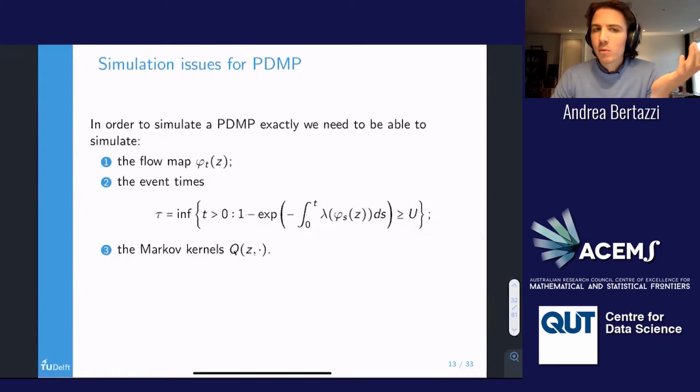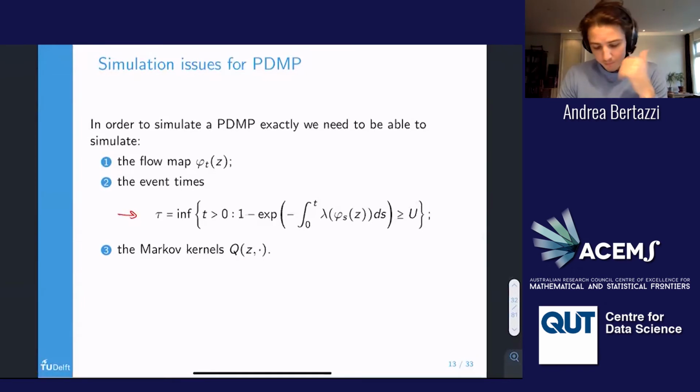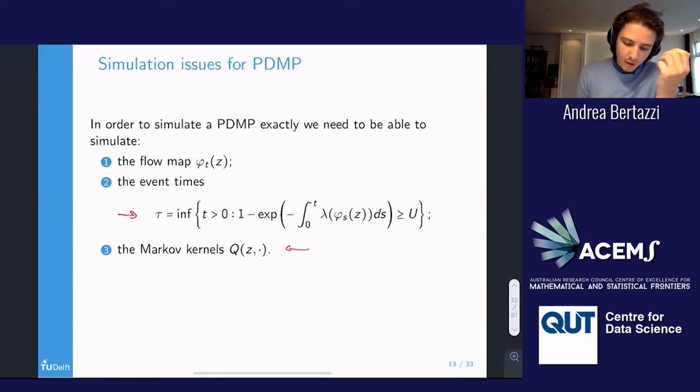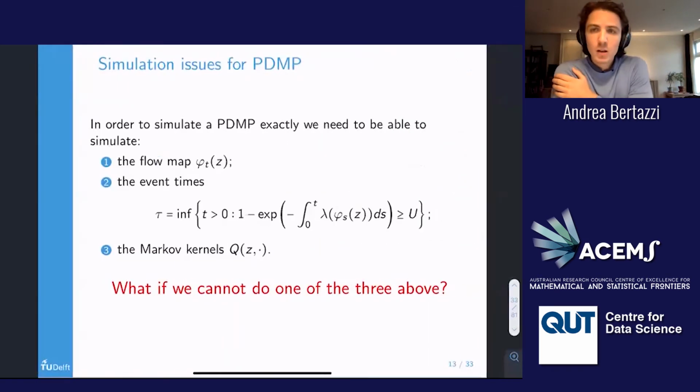Then you also definitely need to be able to compute the event times, which means you need to solve this infimum. And the third thing you need to do is to compute the Markov kernel. This is more difficult to grasp intuitively, but it could be the case that in some biological model this is difficult. In particular, this again is very easy for zigzag. So these two are very easy for zigzag, and this would be really the problem. But there are many PDMPs and many problems you can have with them. So if you want to simulate a PDMP, you need these three things. But what if you cannot do one of them? What are your options then? This is really what I would like to talk about.